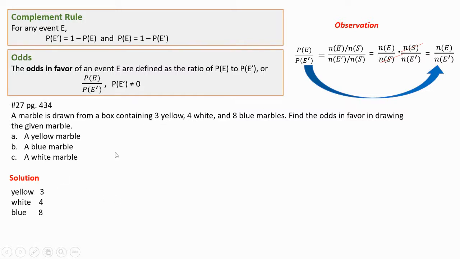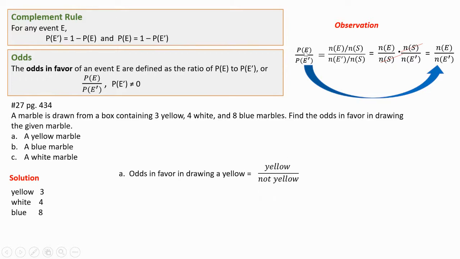Now, for a probability, we add all the marbles because we need the sample space. But here, guys, for the odds in favor, we don't need the sample space. The odds in favor of drawing a yellow is what I call the easy version. How do I understand this?